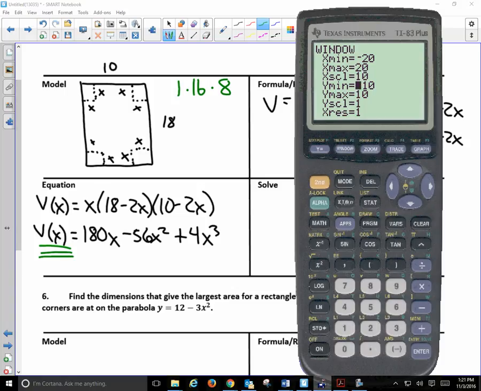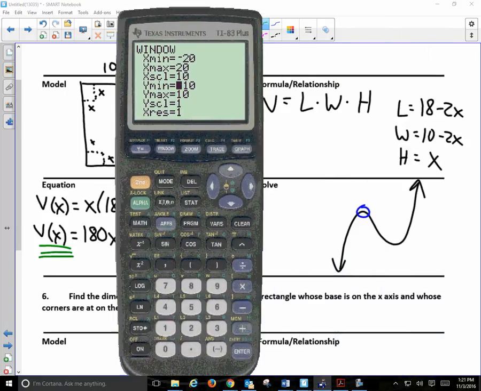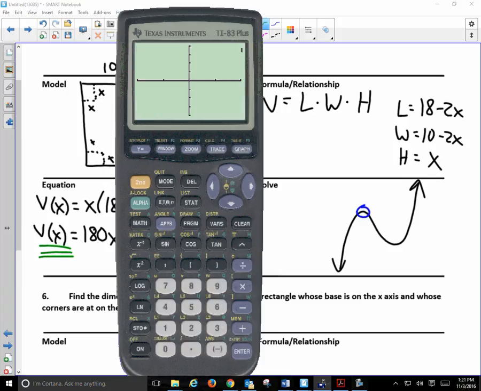So it looks like the volume is in the hundreds. It doesn't look like it's going to be in the thousands or the millions. It's in the hundreds. So I'm going to make my Y min say negative 400 and my Y max positive 400. At least I got a general idea of what that's going to be. If it's not right, I can always zoom out. Let's check the graph.